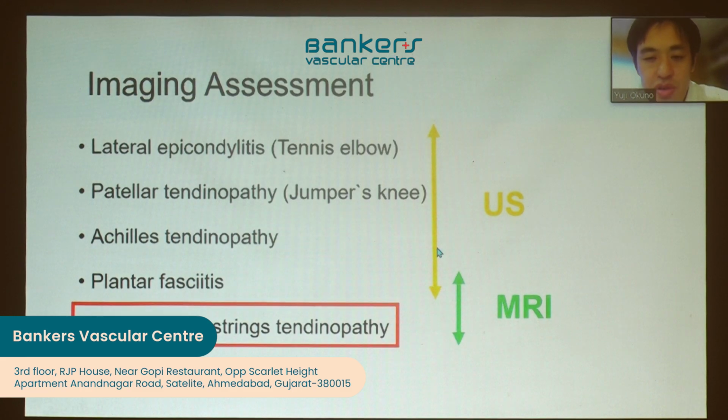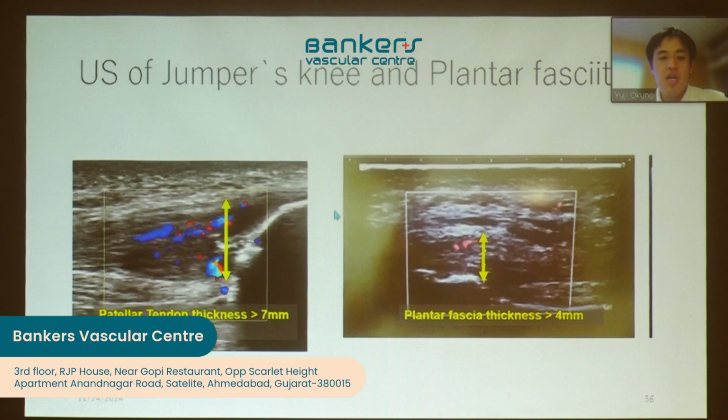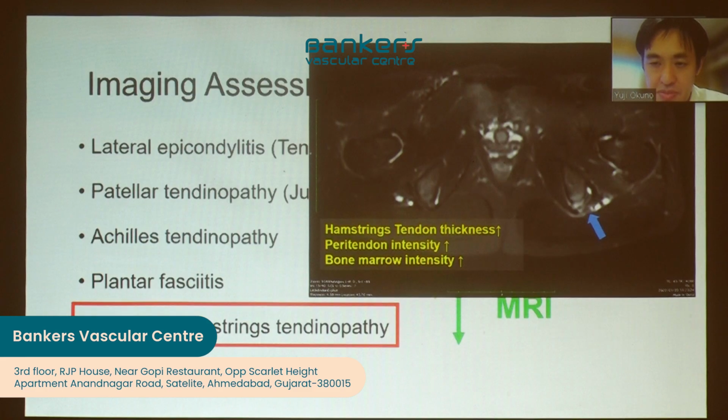So we usually use ultrasound in tennis elbow or jumper's knee, Achilles tendinitis or epicondylitis. And we use MRI for proximal hamstring tendinopathy. This is ultrasound imaging of the patella tendon. Thickness of more than 7 millimeters is the indication, and also increased color of the signal. Plantar fascia thickness larger than 4 millimeters is a good indication for this procedure. So for patient selection, the diagnosis is important. Imaging diagnosis is very important.